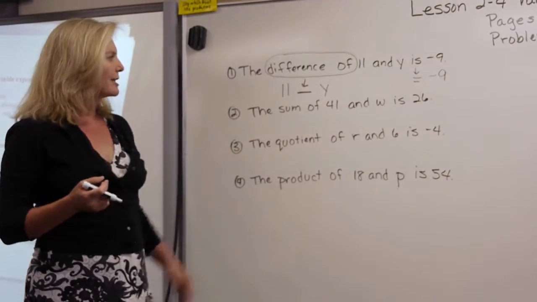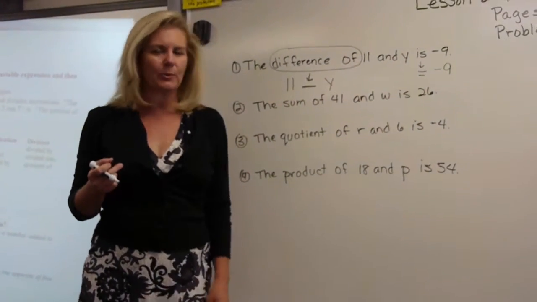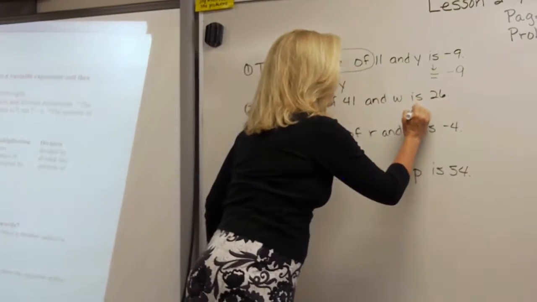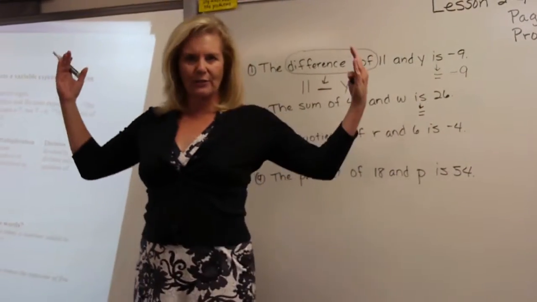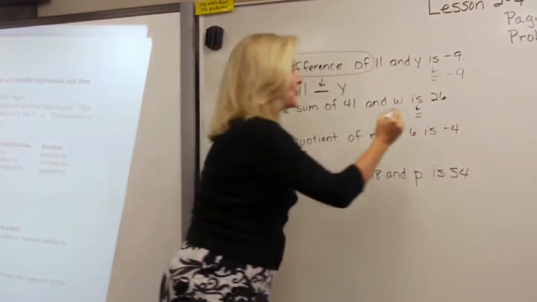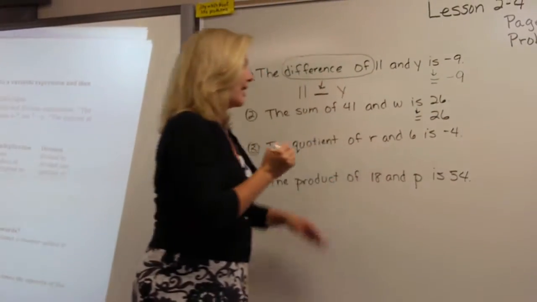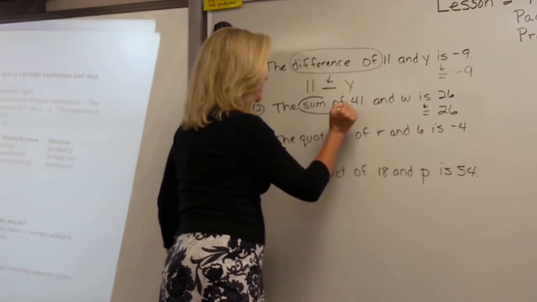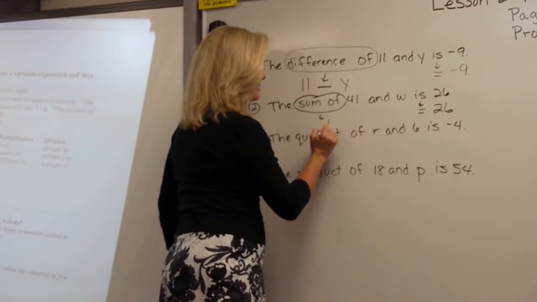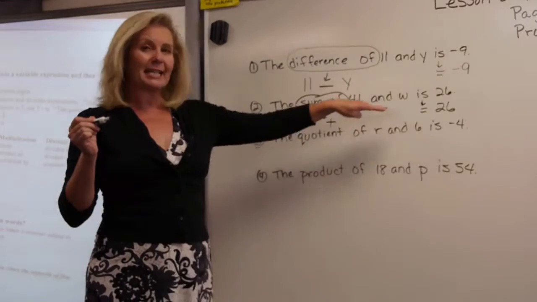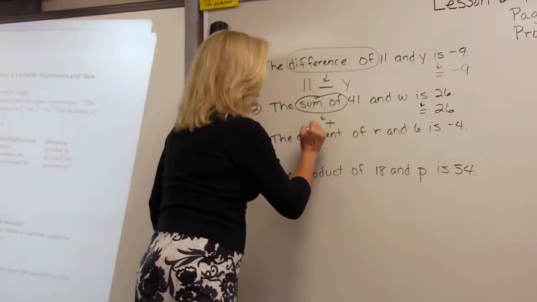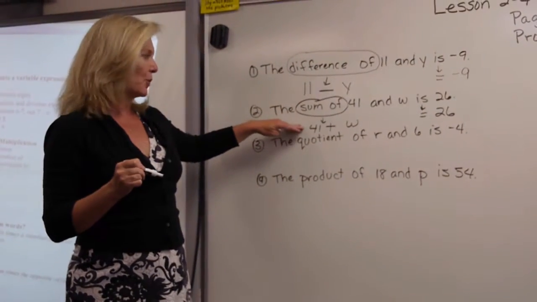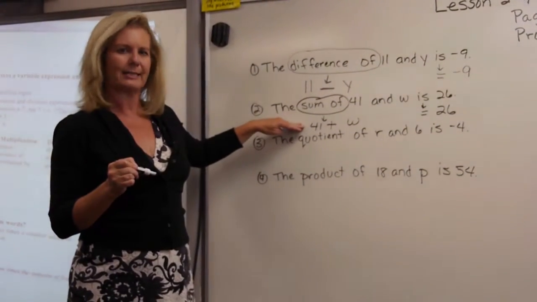If we look here, the sum of 41 and w is 26. Again, I'm looking for that equal sign. I see it right here with is. I see which side is the easiest. I see 26. Now this side, I'm going to look for my operation. I see the sum of, and I know sum means addition. Now I'm going to keep the order the same, 41 and w. So my equation becomes 41 plus w equals 26.